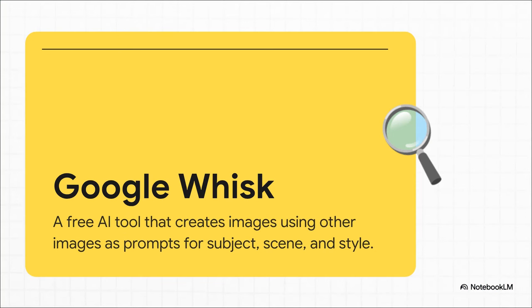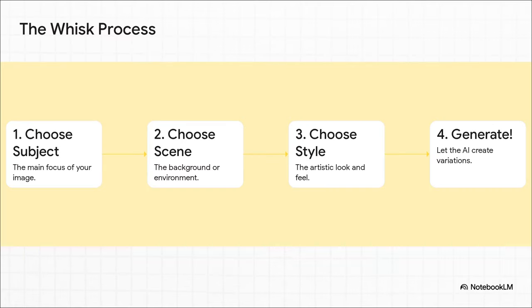So the core concept here is so simple, it's brilliant. Instead of writing, you show the AI what you want. Whisk lets you build a new image by just combining other images. You pick one picture for your subject, one for the scene, and one for the style. And you know the best part? Text is totally optional. The whole process just could not be easier. You literally pick your three visual ingredients: your main character, the world it lives in, and the artistic vibe you're going for. Then you just hit generate, and the AI does the rest.